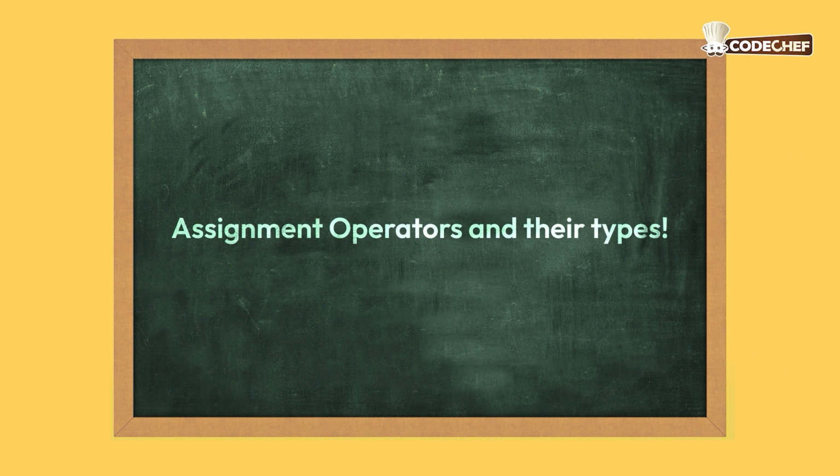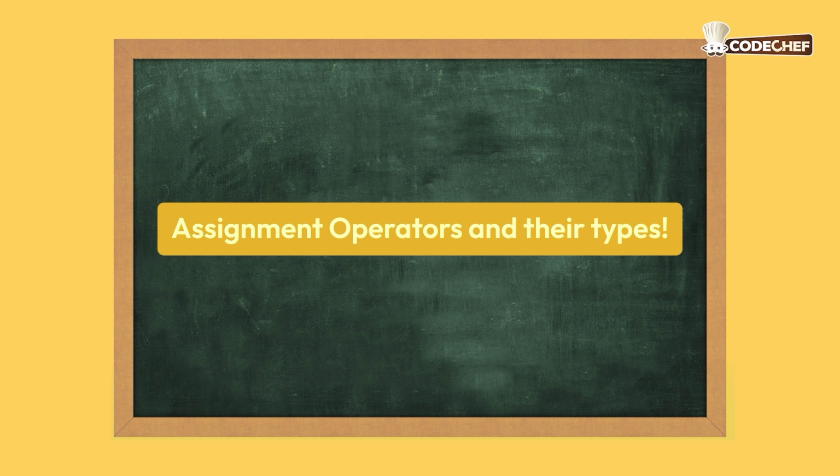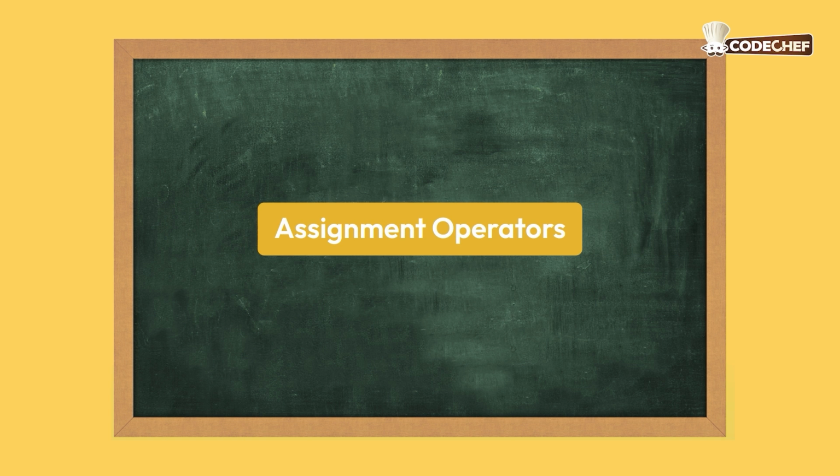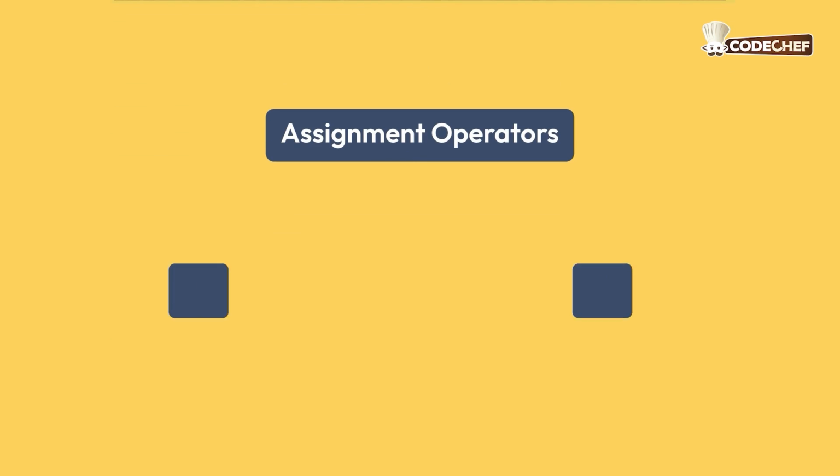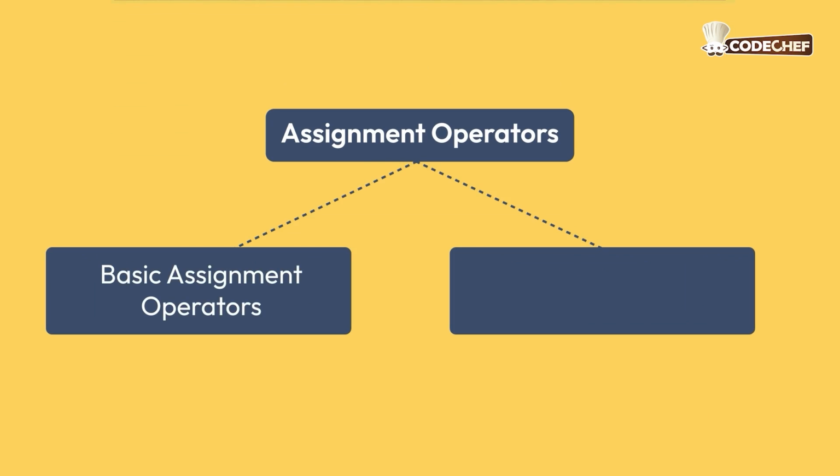Hello, today we will learn about assignment operators and their types. In Python, assignment operators are used to set or update the value of a variable. There are two types: basic assignment operators and compound assignment operators. Let us understand each of these with examples.